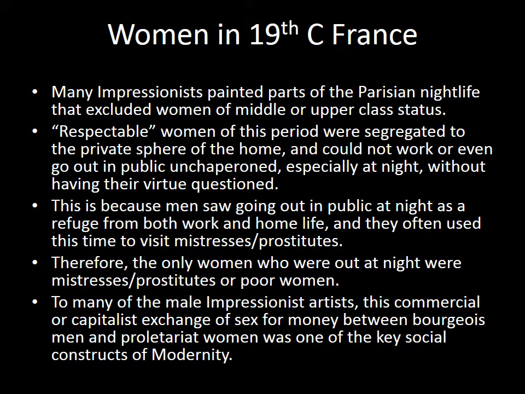And it's these male-centric spaces, like the bars and cafes and backstage at the theater, that we see particularly in the works of people like Manet and Degas, right, the male Impressionists, who were concerned with representing their vision of a sense of modernity. And to many of these male artists, this commercial or capitalist exchange of sex for money between the bourgeois men, the upper class men, and typically proletariat or working class poor women, was one of the key social constructs of modernity, of modern times. And so they often look to that in their paintings and replicate that. And we'll see how this plays out over the course of the unit.